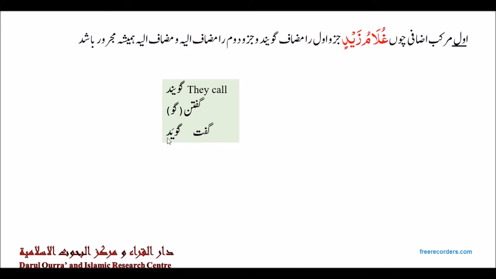So goyad is now the present tense and we've made it from go, from the stem. So goyad means he says or she says, and this is the singular form, and the plural form for this is goyand. They say or they call. So that's what goyand means over here. We're going to translate the word goyand as they call. They call what? Juzwi awwal.